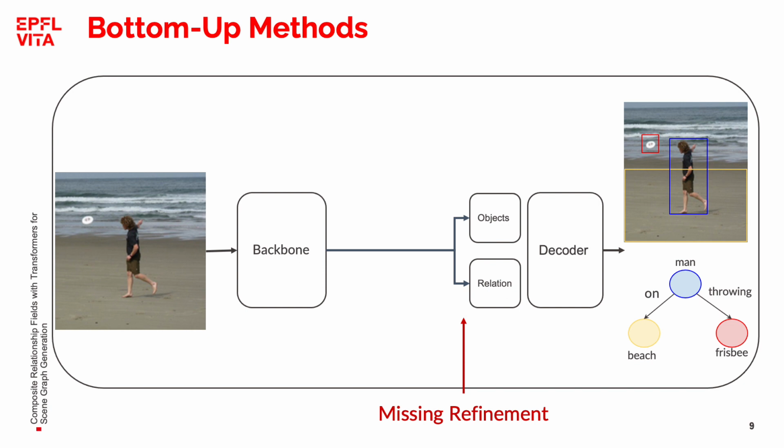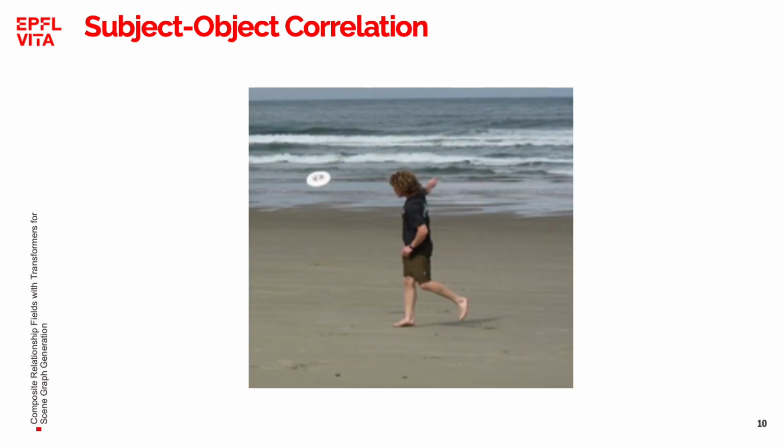Since in bottom-up methods we do not have prior knowledge of objects before predicting the relationships, we introduce a refinement head that leverages transformers for global scene reasoning. Our refinement head consists of a transformer encoder added right after the backbone, which is used to improve the extracted feature map before predicting the composite relationship fields. The transformer encoder allows every location in the scene to attend to other locations. For instance, this location that is responsible to extract the relationship between the frisbee and the person can attend to the objects to better predict that the relationship is throwing.